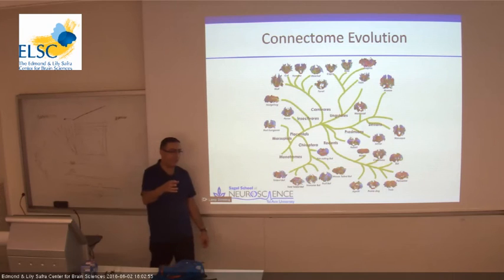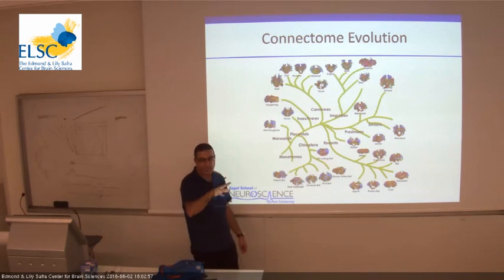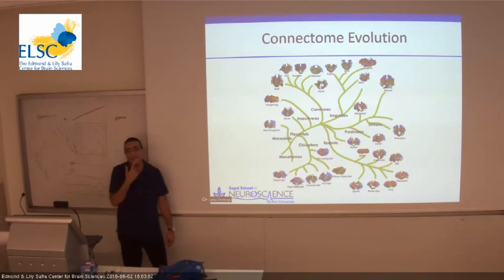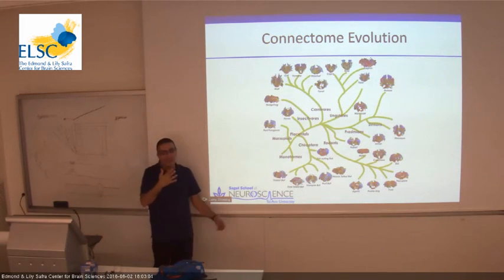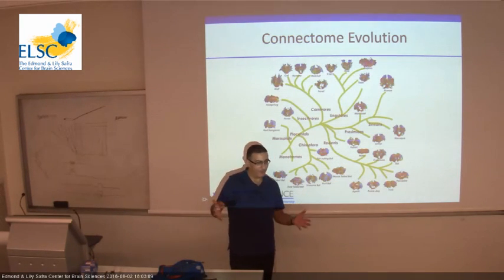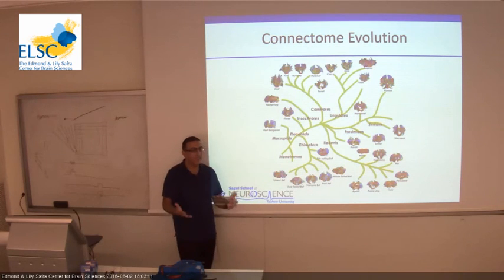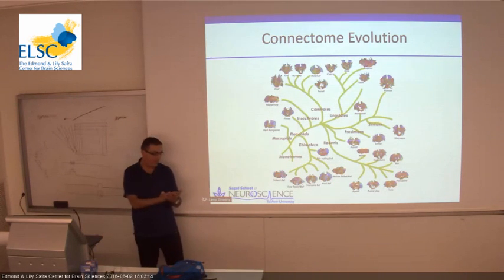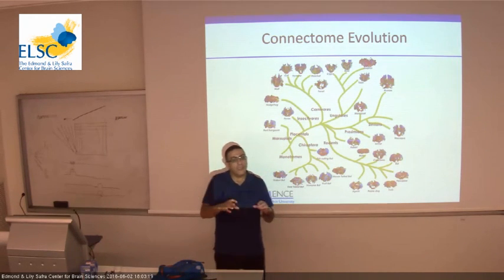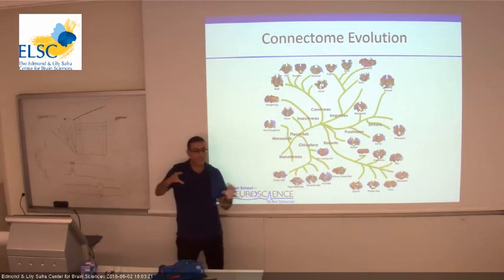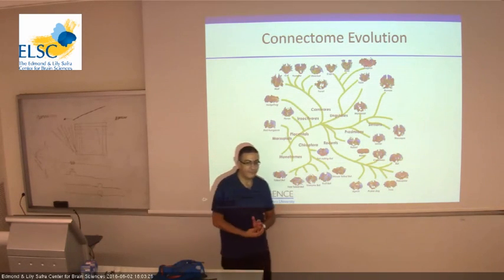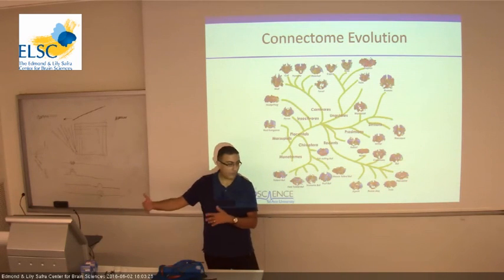So if you take the cats and the dogs, that's not a good example, but say the crab eating macaque and the black tailed macaque. These are two subfamilies that you can distinguish between based on the connectome. But within a subfamily, it's very homogeneous. There are some families that are distinct, some that are close together, depending.